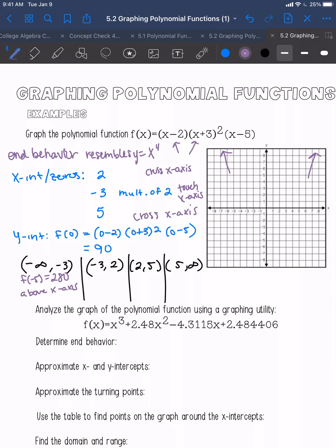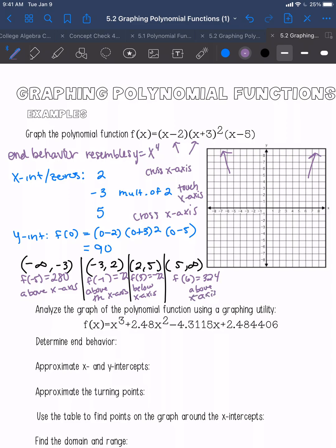If I tested the point -1, that is equal to 72. So that entire interval is above the x-axis. From 2 to 5, if I found f of 3, that is equal to -72. So that entire interval is below the x-axis. And if I found f of 6, that's 324. So that entire interval is above the x-axis.